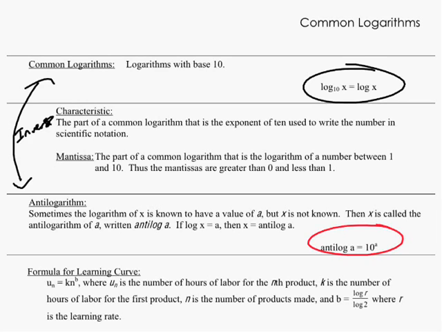Next, there's a formula for learning curve, which we'll come back to when we do a problem over that. Let's look at example A. Use a calculator to find the common logarithm of each number to the nearest 10,000th.